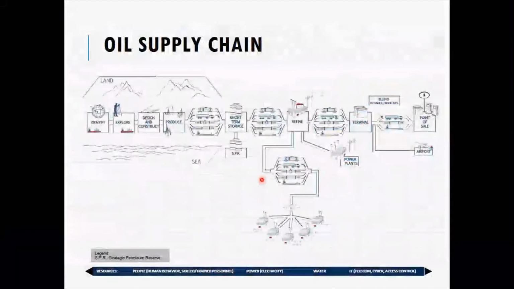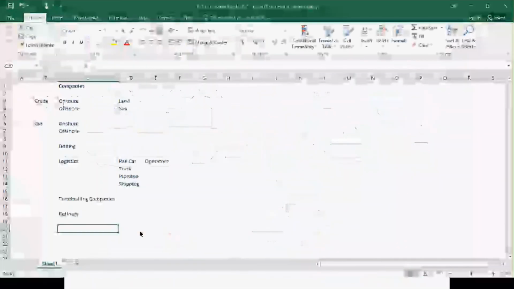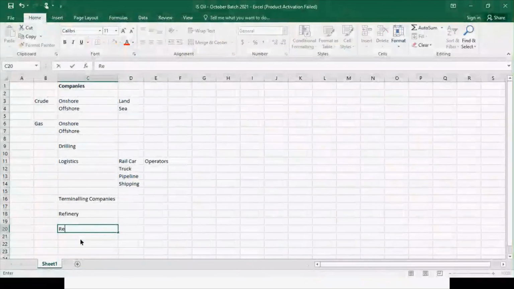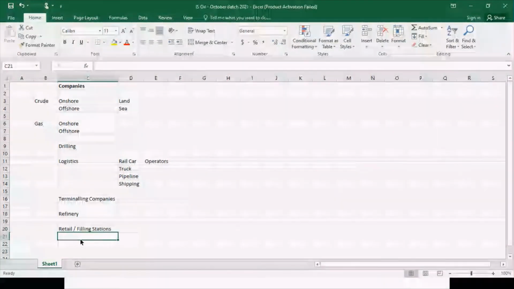Right. So now after this refinery, we have the point of sale. That means the retail outlets, so we call them retail outlets, or retail or filling stations. So like this.